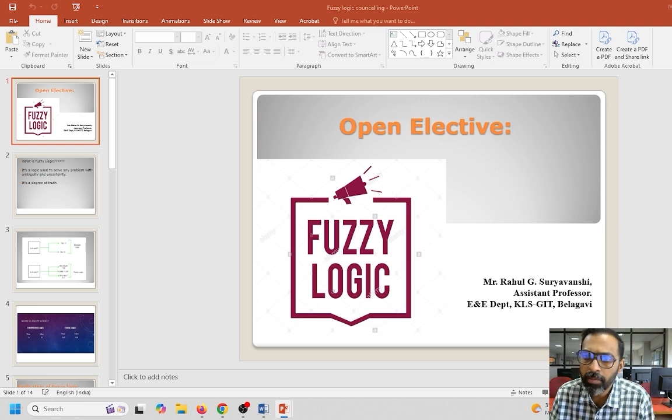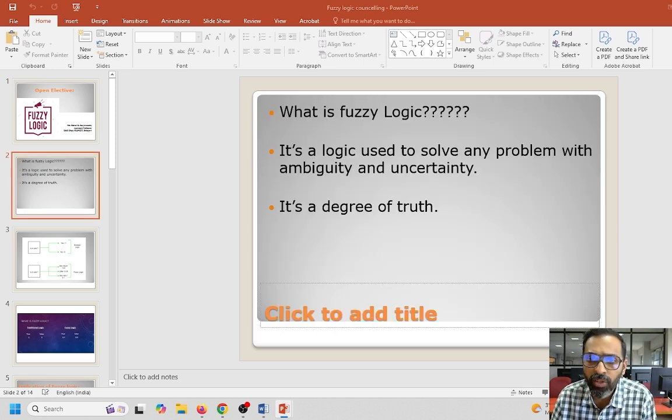Hello everyone, my name is Rahul Suryavanshi and I'm going to give you a presentation on the open elective subject, that is fuzzy logic. When we're talking about the subject fuzzy logic, first of all we need to know what fuzzy logic is. Fuzzy logic is a subject which deals with developing a logic for solving a problem. The problems might have ambiguity or uncertainty in them. For such complex problems, we usually go ahead with fuzzy logic, wherein we are finding the degree of truth.